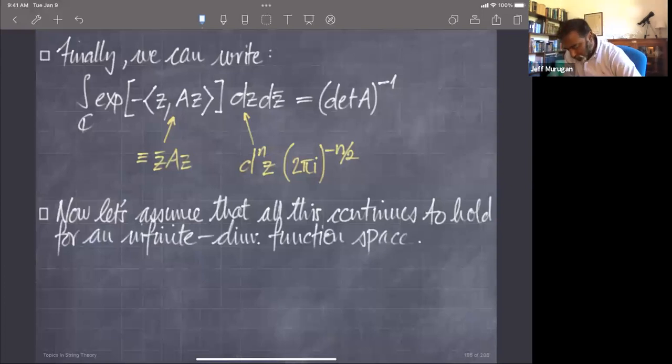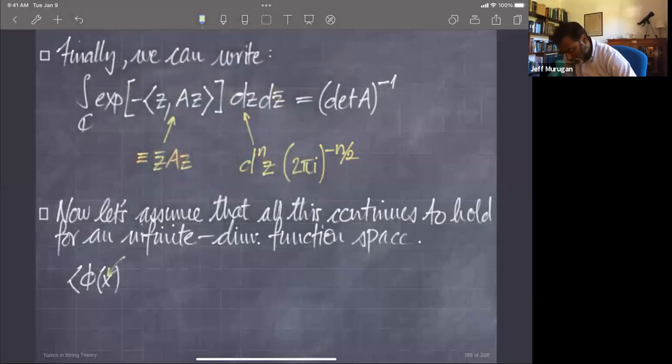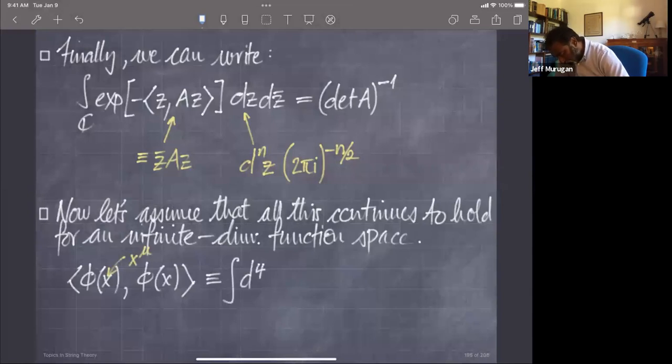So then I'm going to define phi of x, and x here means a full vector x mu. So this is just x mu. To define the inner product between phi of x and phi of x to be the integral over space of phi squared of x.